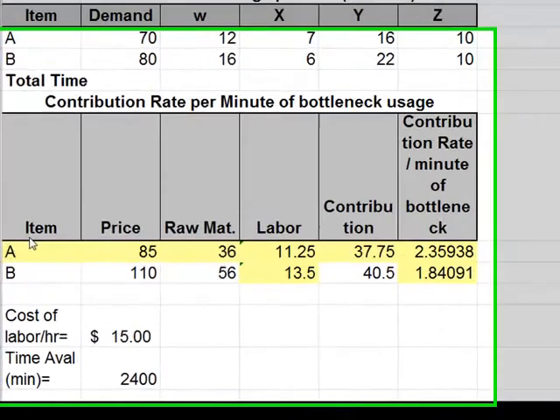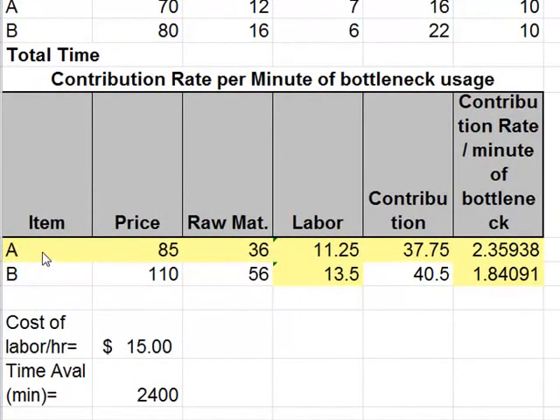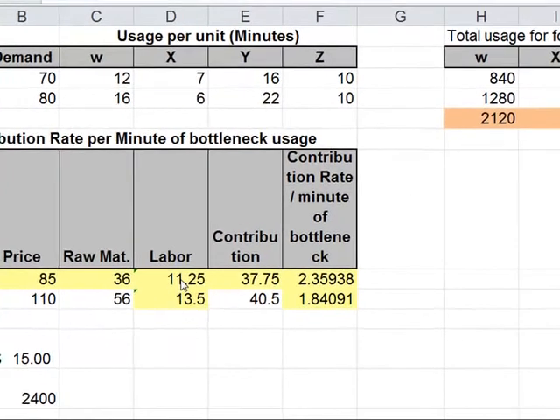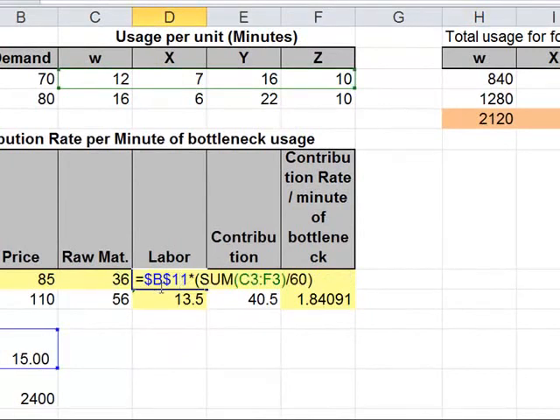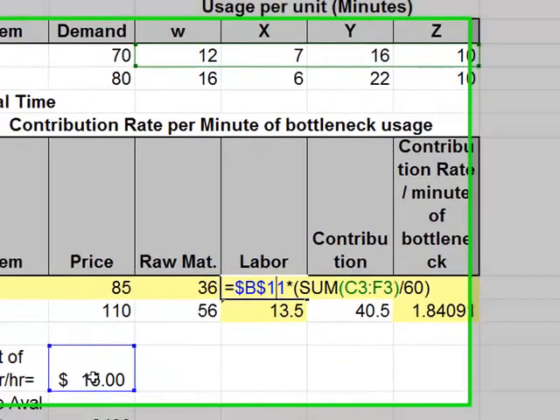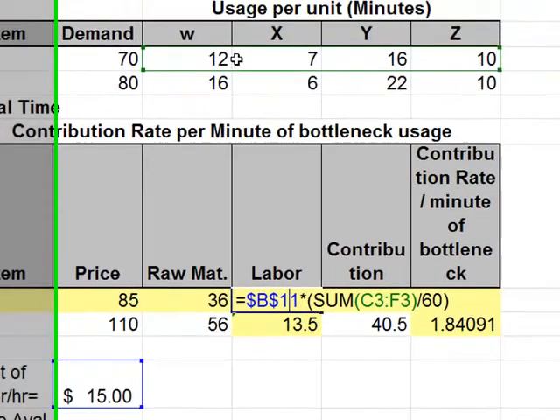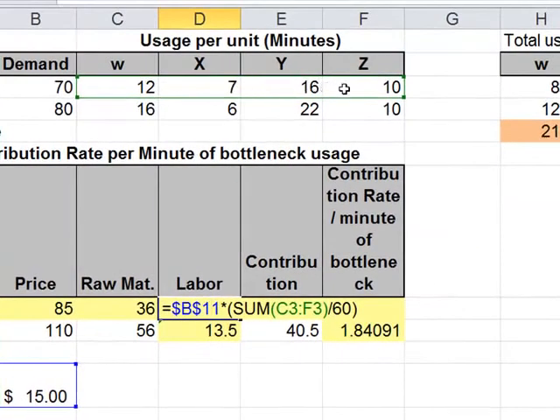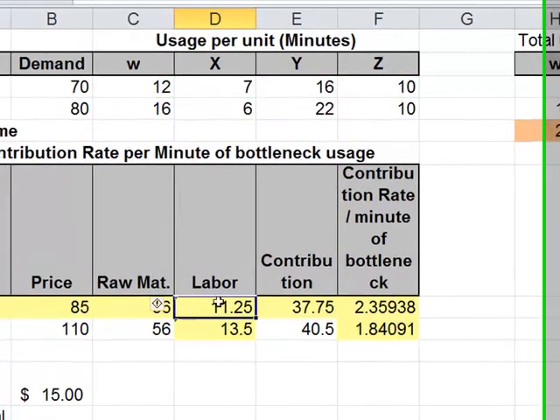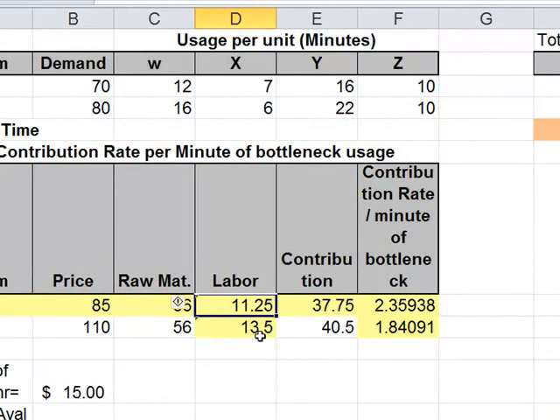So let's look at this particular table. You'll see that for the 2 items, A and B, prices are $85 and $110 per unit. Raw material, if you recall from our diagram, were respectively $36 and $56. And the labor, this is the interesting one. Double click on this labor and you will notice that labor cost is basically $15 per hour. For each item, I'm just going to add up these 12, 7, 16, and 10 and multiply that by $15 and divide it by 60 to convert minutes into hours. And that number is $11.25 and $13.50 in a similar fashion.